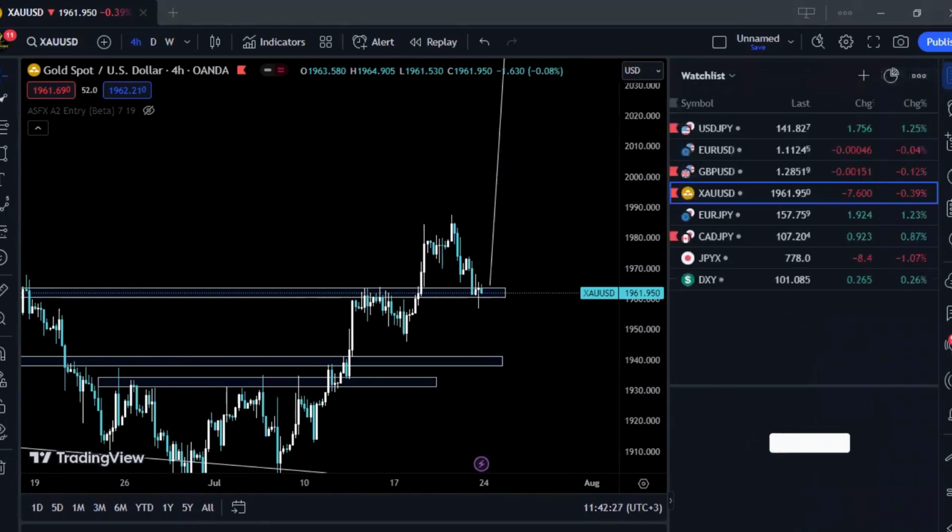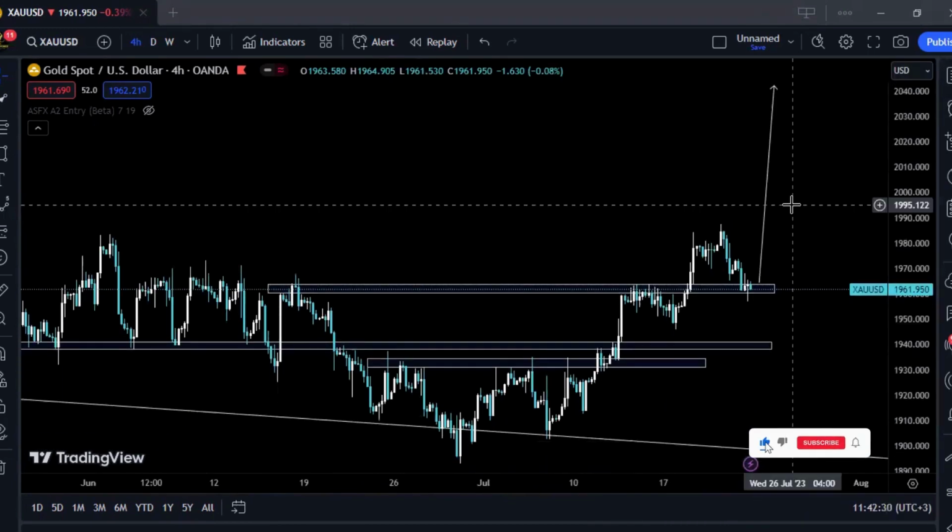Okay, so those are the only US dollar based currencies that I trade. So that's my anticipation on them. Let's take a look at JPYX.